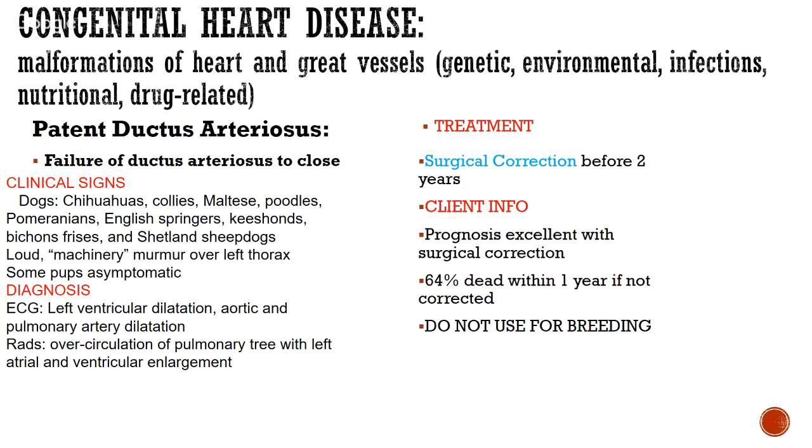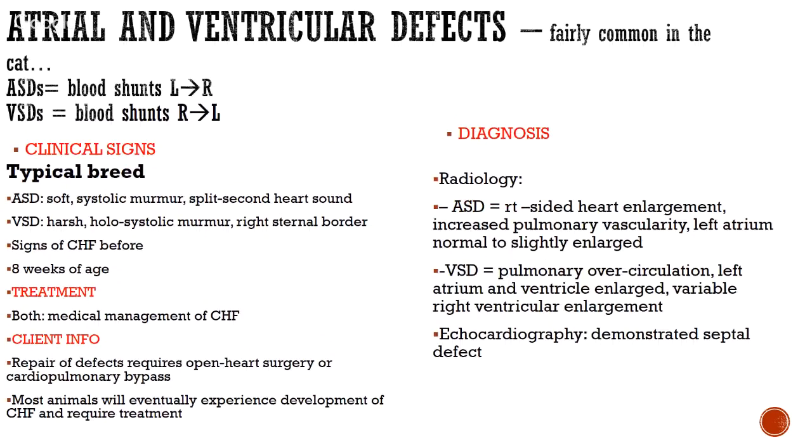In order to treat it, we do need to do a surgical correction before they are 2 years of age. So often we're doing these in very tiny puppies, and it needs to be done by a specialist. The prognosis is excellent with surgical correction, but 64% of them will be dead within 1 year if we don't correct it. We need to tell our clients that if they have a PDA dog, we do not want to use them for breeding, and we want to look very carefully at the genetics that we use to get this breeding, and make sure we're not mixing those two dogs again.